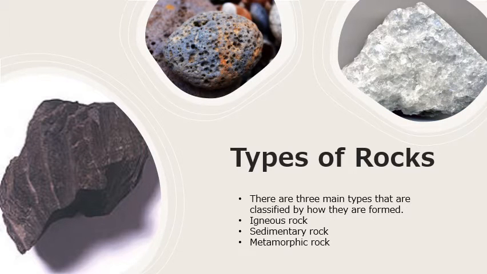So there are different types of rocks. There are three main types that are classified by how they're formed. We have igneous rock, sedimentary rock, and metamorphic rock. See if you, before you change the next slide, can tell which ones are which in this picture here.